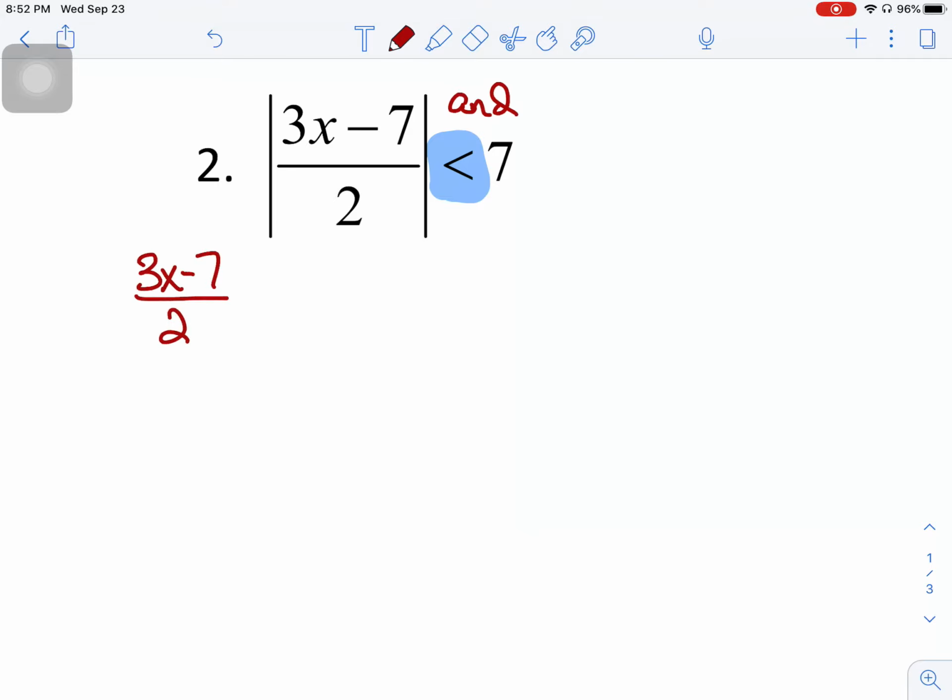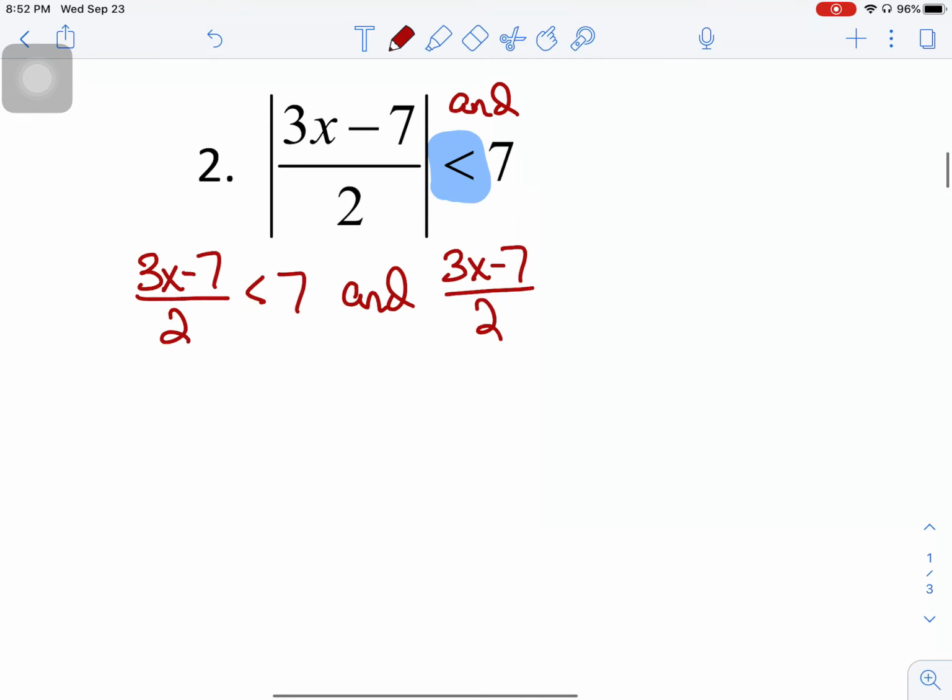You just write down what you have, no absolute value bars whatsoever. So 3x minus 7 over 2 is less than 7. And leave the expression inside the absolute value bars the same, but you're going to flip the inequality and change the sign of the 7. So we're going to go greater than -7 here.